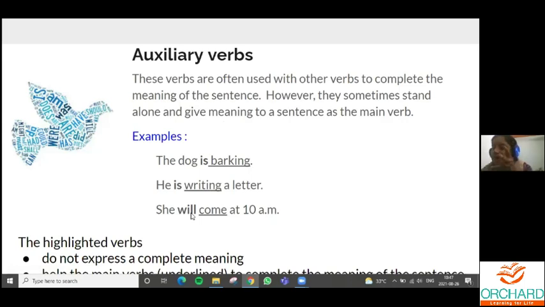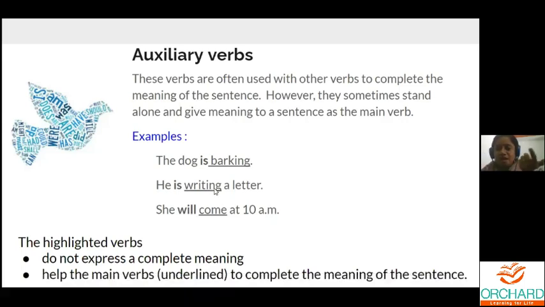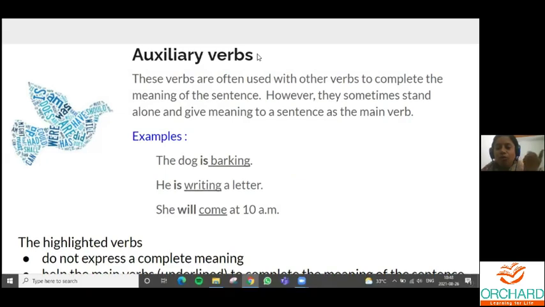The dog barking. Is it a complete sentence? No. Here is helps the verb barking, to give complete meaning. He writing a letter. We cannot say that, right? She come at 10 a.m. She will come. He is writing. Yes, it is adding meaning. It is helping the main verb to give complete meaning to the sentence.